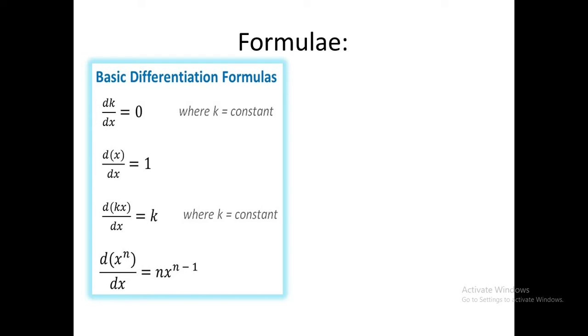If there is a function which is x to the power of n, then that becomes n, that is the power comes in front, that is n times x to the power of n minus 1.